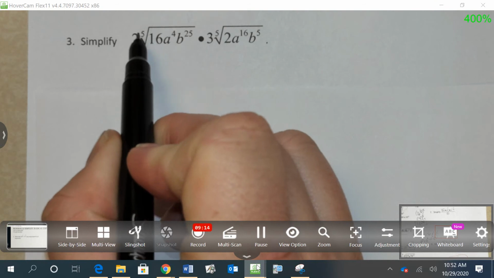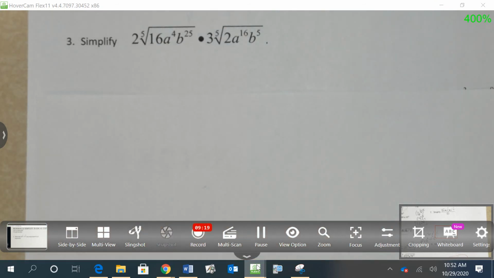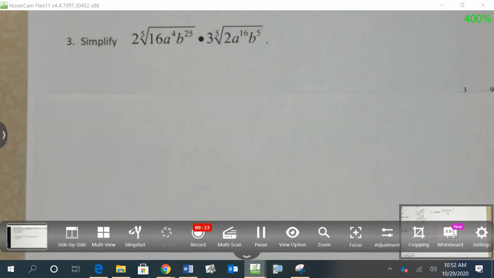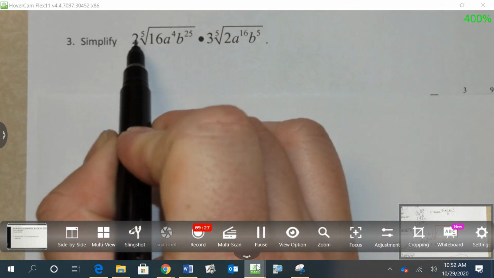That means is this little number out front of the radical, is it the same? And if it's the same, we can proceed. Tomorrow we'll learn what do we do when there's adding and subtracting. Today we're only going to do multiplying. So when it's the same, I can proceed. So I start with any number that's out front.